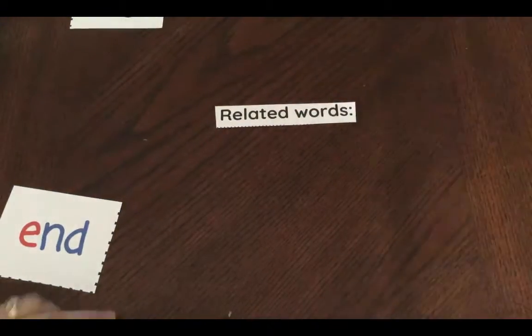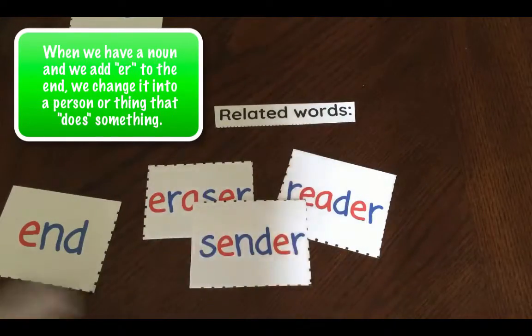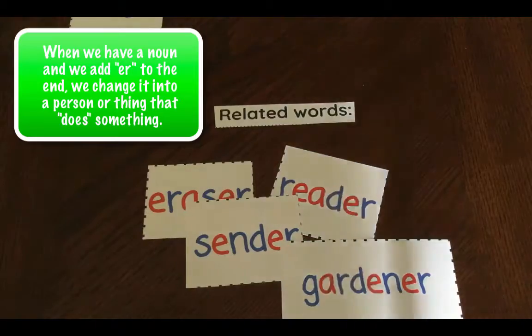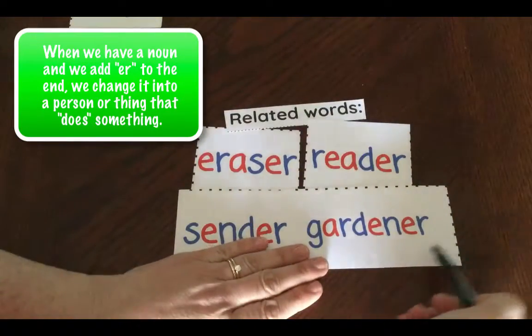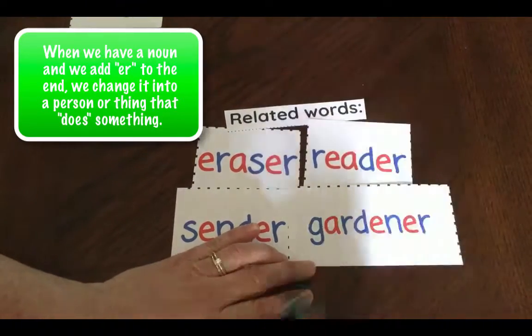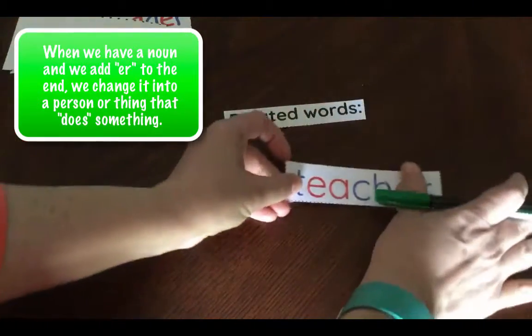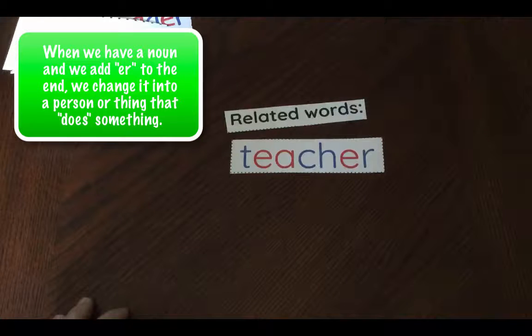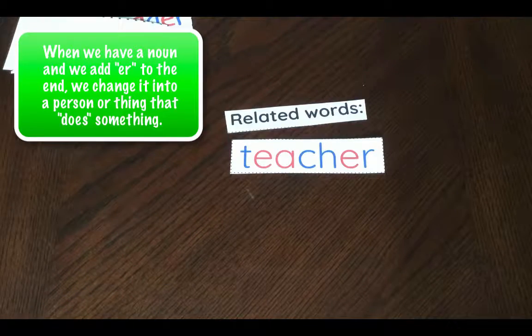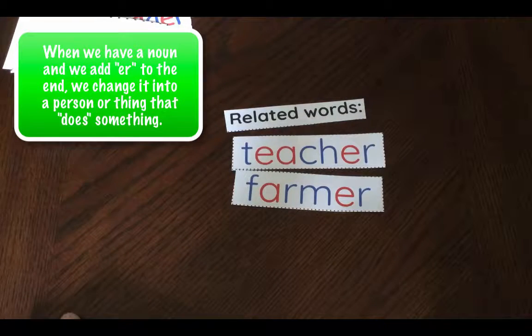Now I'd like to consider a few related words. Because if I go back to the idea of an eraser, a reader, a sender, or even a gardener, I've got that ER ending, which tells me it changes the word from something to something or someone who does. So here are some related words. If I take the word teach and I add an ER, teach becomes teacher. I can take the word farm and add ER at the end to farmer. So someone who farms.